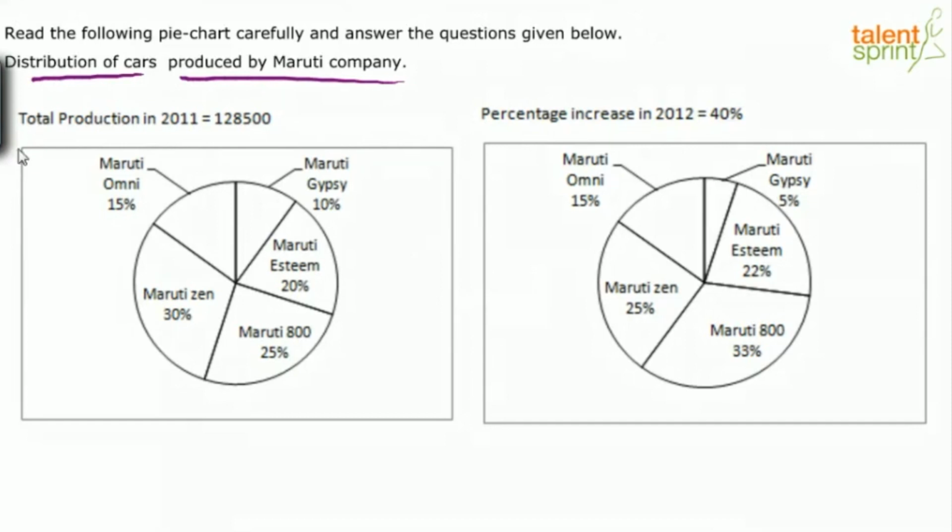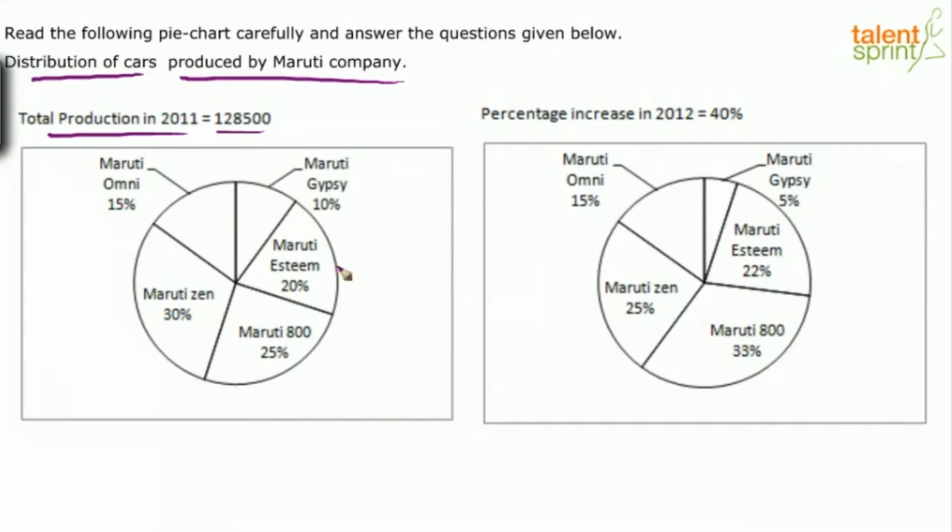So there are 2 pie charts, right? The first pie chart here talks about the production in 2011. See, it says total production in 2011 is 1,28,500, right? And then there is a pie chart. How many sectors are there? 1, 2, 3, 4, 5 sectors, right? 5 different types of cars basically. Maruti Gypsy, Maruti Esteem, Maruti 800, Maruti Zen and Maruti Omni.